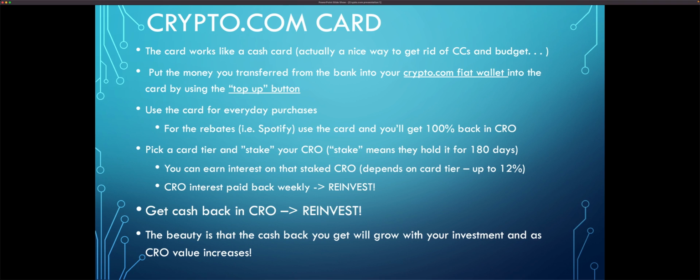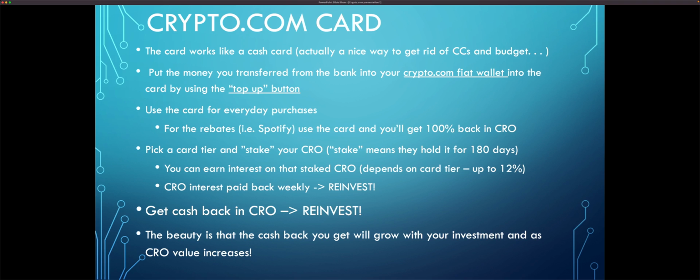Okay, so instead of using money I don't have, I have to physically take my money out of my bank account and transfer it over to my fiat wallet in the Crypto.com app. From there, I can top up my card, and I can budget, right? I can tell myself I'm using only, let's say, $500 or whatever, in this time duration.